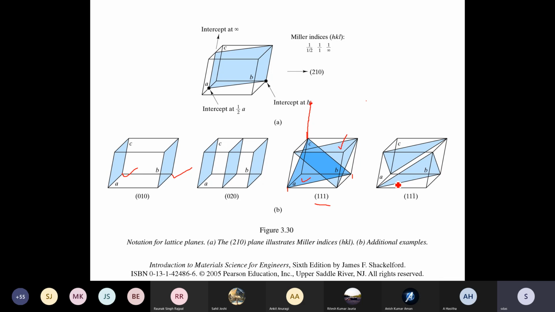Now what are the indices of this plane? 1 unit in the x, 1 unit in the y, and intersecting the z-axis at -1. So 1 by 1, 1 by 1, 1 by -1. That makes the 1, 1, bar 1 plane. This is the 1, 1, bar 1 plane, and the parallel one is symmetric. This is the 1, 1, bar 1 plane. Look at it very carefully.